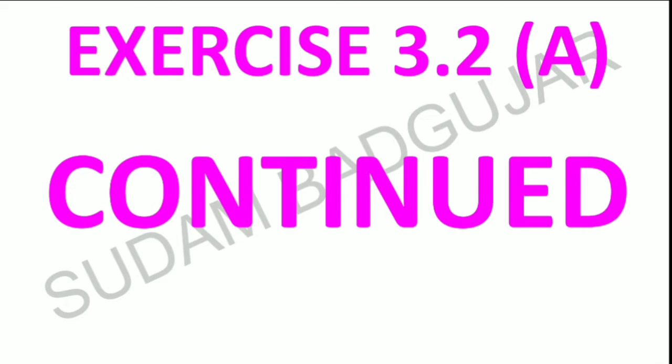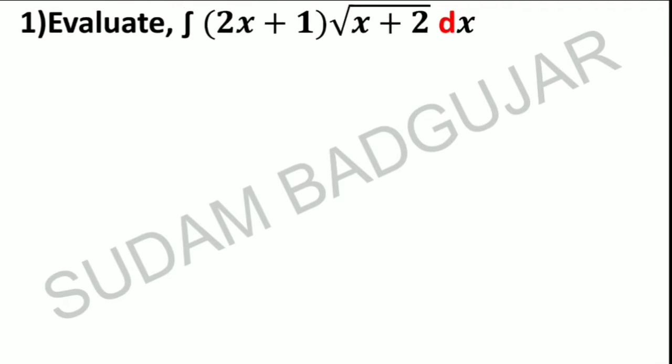Exercise 3.2a part 2nd. Let's start. 3.2a part 2nd. It is integration of linear into under root of linear polynomial.